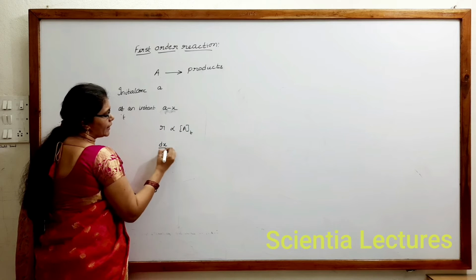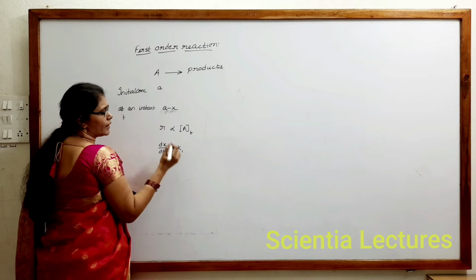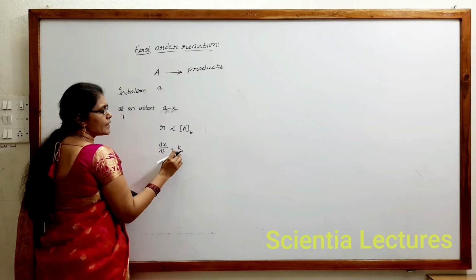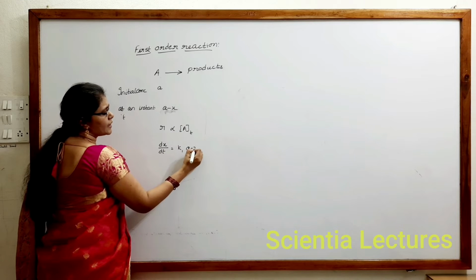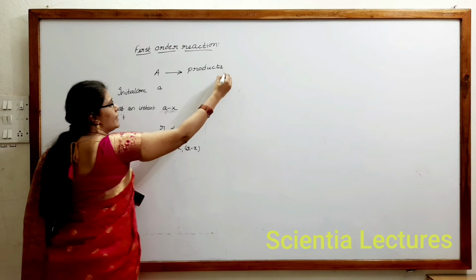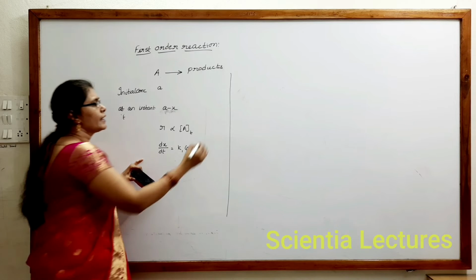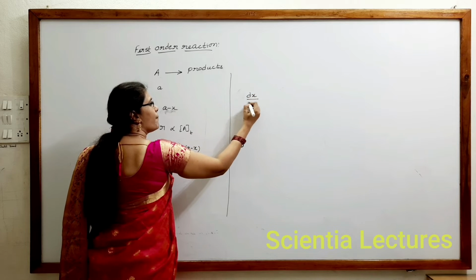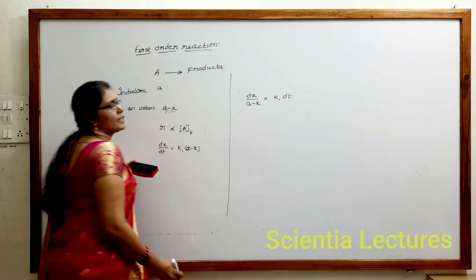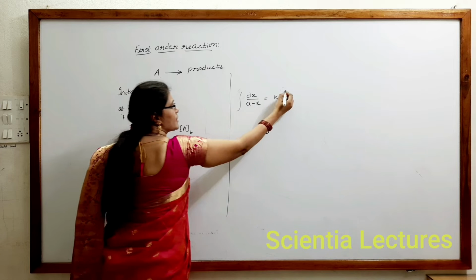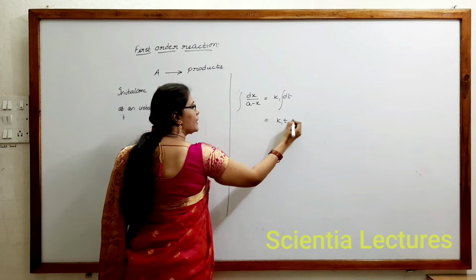As it is a first order reaction, the power should be 1 only. Rate of reaction can be taken as dx by dt equal to, to remove the proportionality, we have introduced the rate constant K1. The 1 indicates it is the rate constant of a first order reaction. The concentration of A at that instant is A minus X. By variable separation, we can take dx by A minus X equal to K1 dt. By taking the integration on both sides, we get K1t plus C.